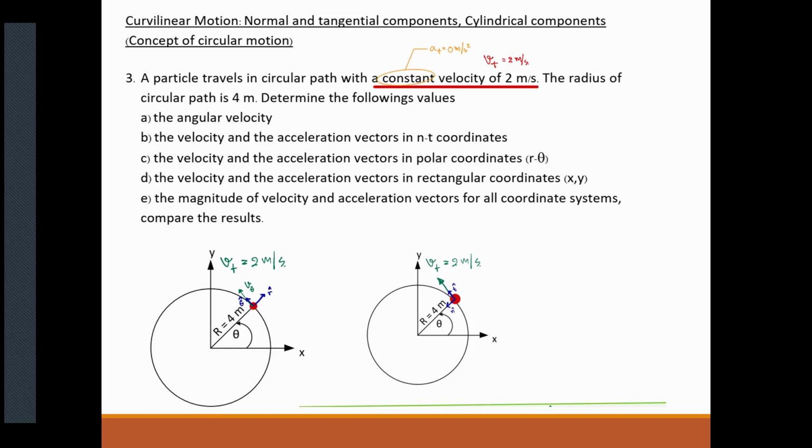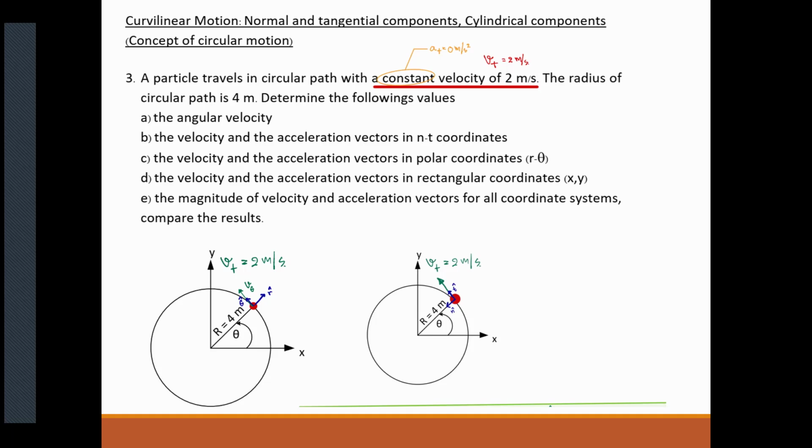Students are normally familiar with x and y, and they may not know that for the circular motion they solved in high school, they normally used the normal and tangential coordinate system instead of x and y. So for this case, we will consider this problem that is a circular motion.